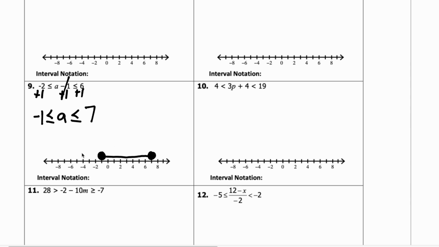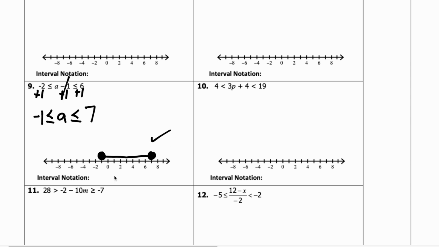Now, if it's something you can't remember, we can double check our work. -1 is less than or equal to a, so a is greater than or equal to -1, meaning everything greater than -1 is an answer. That works. Now, if we look here, a is less than or equal to 7, then we go to 7. Anything less than 7 can work for a. So we are good to go.